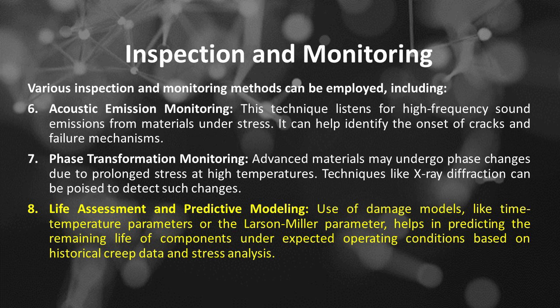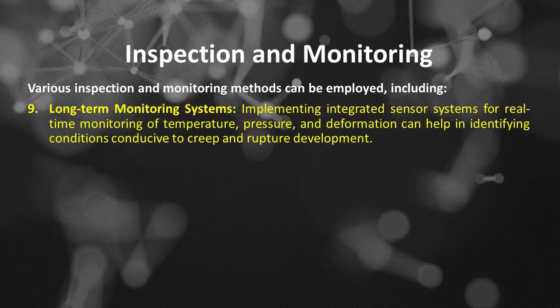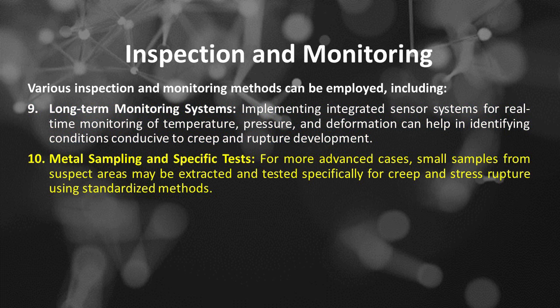Use of damage models, like time temperature parameters or the Larson-Miller parameter, helps in predicting the remaining life of components under expected operating conditions based on historical creep data and stress analysis. Number 9 is long-term monitoring systems. Implementing integrated sensor systems for real-time monitoring of temperature, pressure, and deformation can help in identifying conditions conducive to creep and rupture development. Number 10 is metal sampling and specific tests.